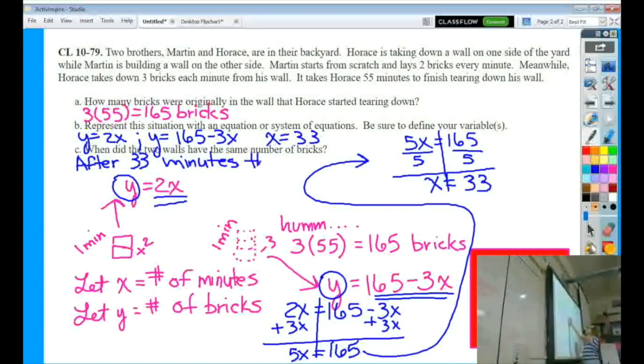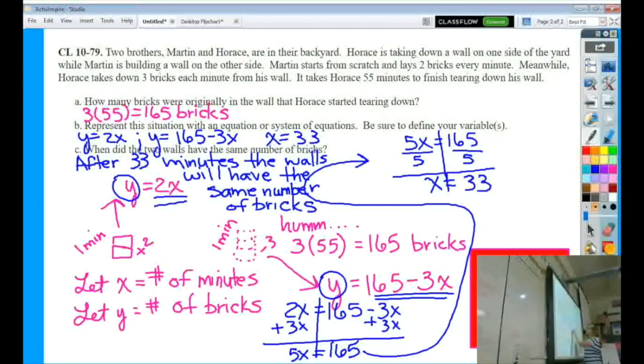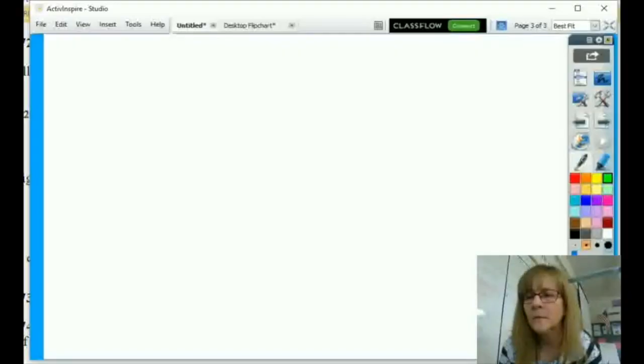So after 33 minutes, the walls will be the same height that the two people are working on. Remember, one person's building it and one person's tearing it down. So that's when they will have the same number of bricks in their wall.